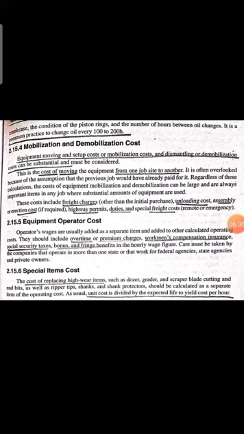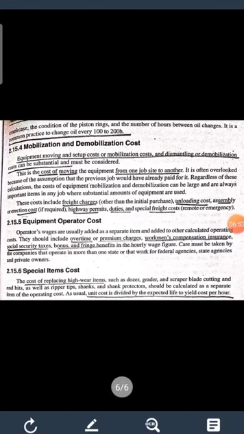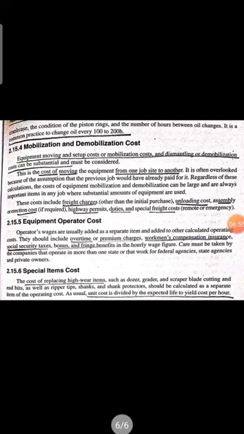The next topic here is mobilization and demobilization cost. So this is the cost of moving an equipment from one job site to another. So this includes the freight charges, unloading cost, assembly or erection cost if it is there, highway permits, duties and special freight costs. All these comes under mobilization and demobilization cost.